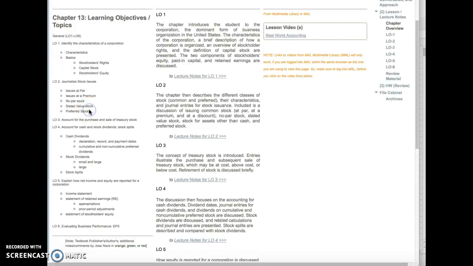And then you've also got a section on preferred stock. The next section will be accounting for treasury stock. Then LO4 would be dividends, both cash and stock dividends. There's also a little discussion on stock splits. You learn more about that obviously in your reading in the chapter.